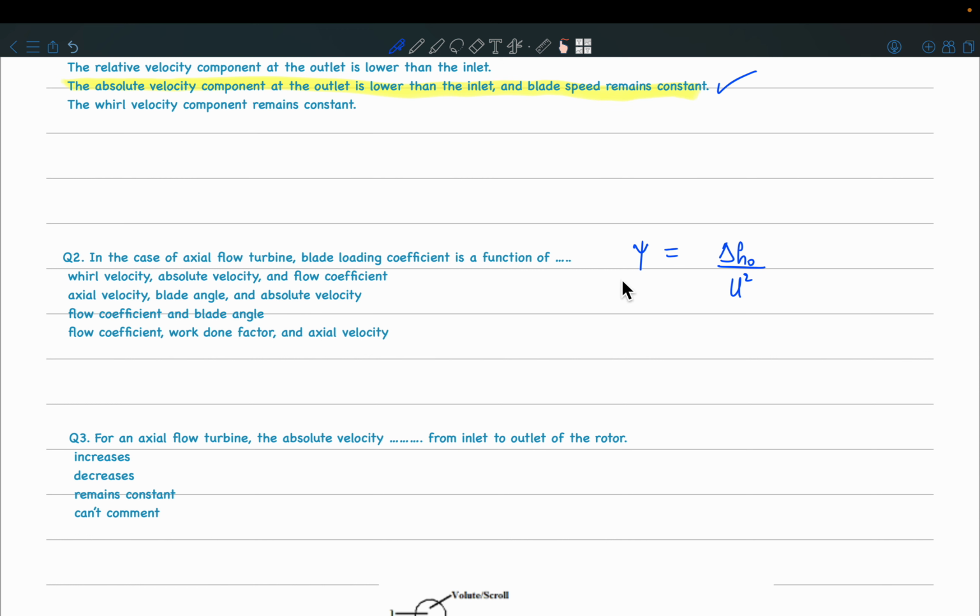Now the question is, the psi is a function of what? So psi is going to depend on the flow velocities, right? And it is also going to depend on the blade angles. So if you see the formula, this turns out to be something like C2 theta minus C1 theta divided by u. Okay, and then you can further simplify this and write that this is Cz by u, but you know Cz by u is nothing but your flow coefficient, and this multiplied to tan alpha 2 minus tan alpha 1, right? So from this formula you can see that the answer is psi depends on flow coefficient and blade angle. Okay, so I'll again highlight this answer here.